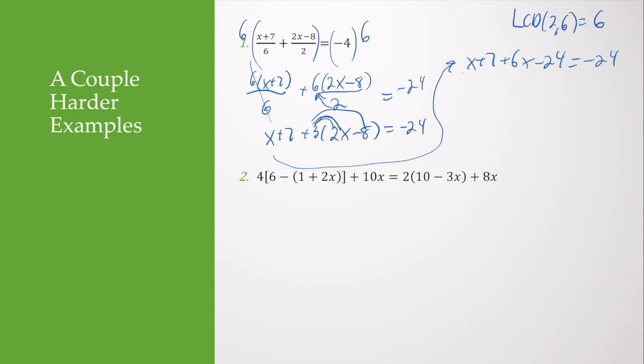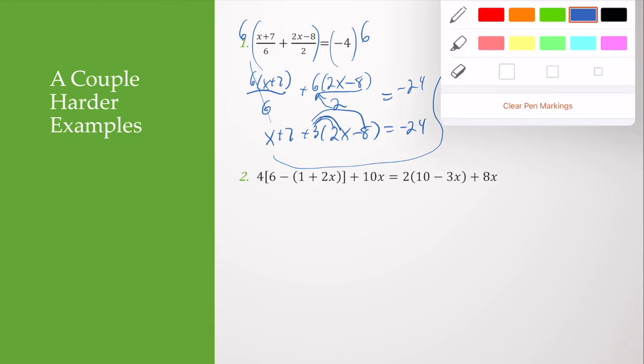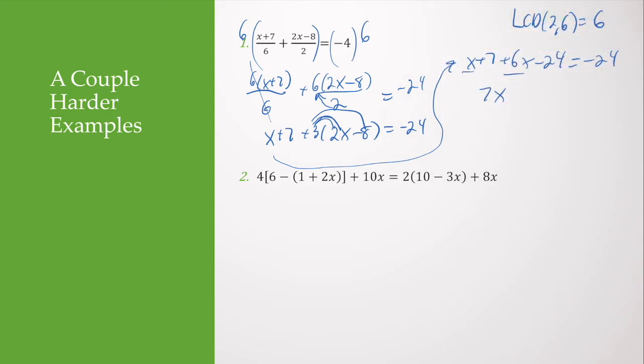I have 7x, next I have 7, because I'm combining my terms, minus 24. That gives me a negative 17 equals negative 24. I add 17 to both sides. I get 7x equals negative 7. I isolate by dividing by the coefficient. I get x is negative 1.